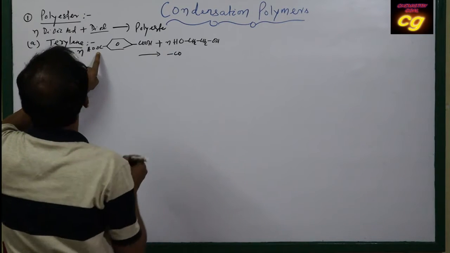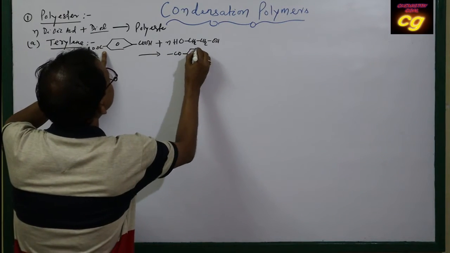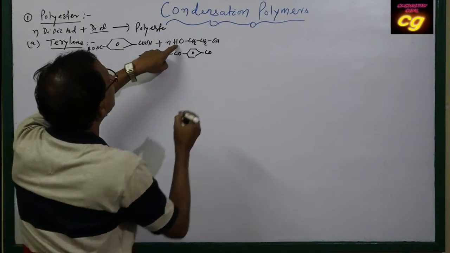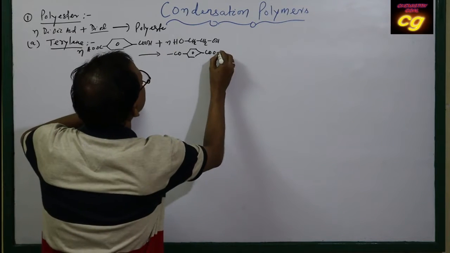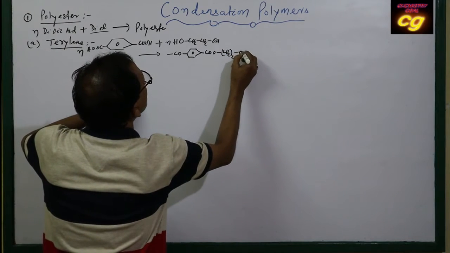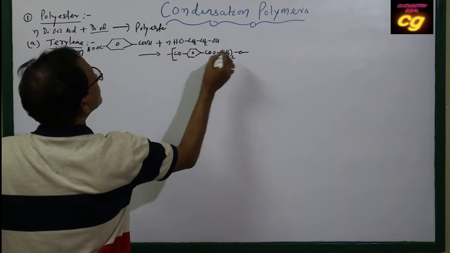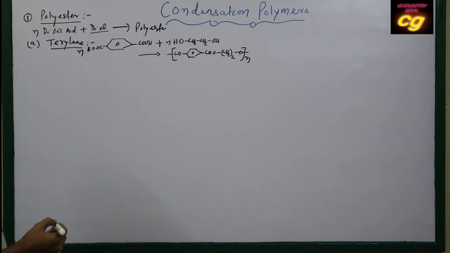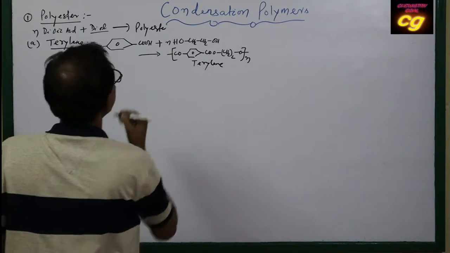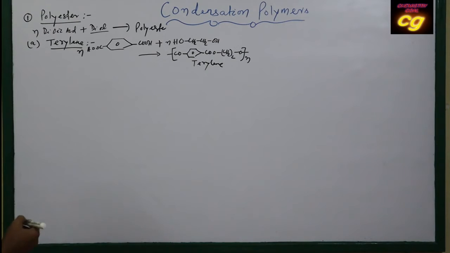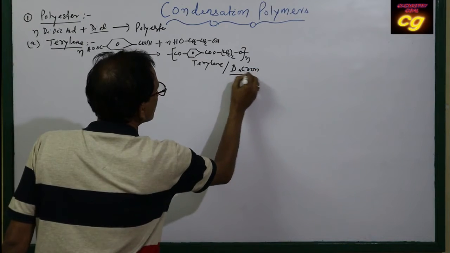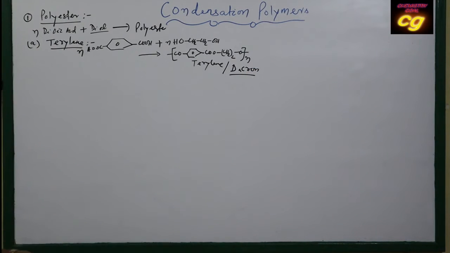This is your CO. Then your benzene ring as per the structure, then CO combined with OH forming ester, then the formula remaining same. CH2 whole 2, then O. So this is the formation of ester, polyester, n. This is your polyester, terylene. Terylene is also called dacron. The fiber of terylene is called dacron.